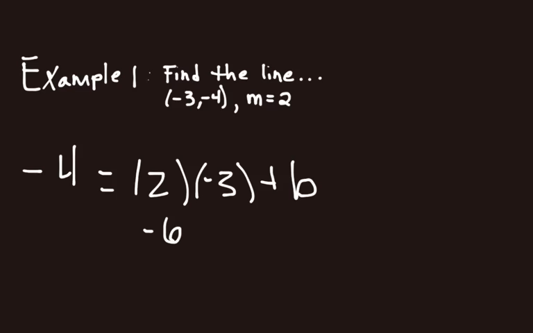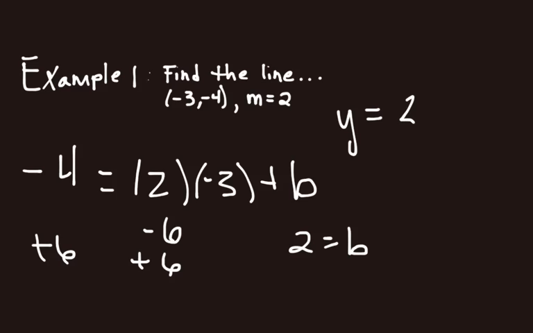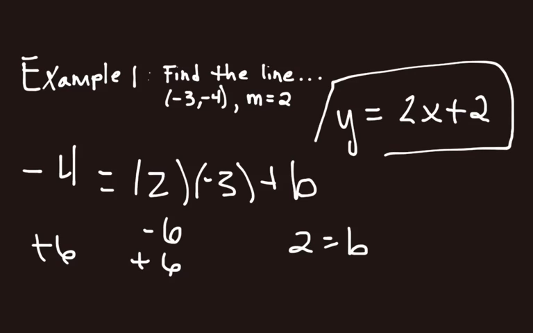So negative 6, and how do we get rid of the 6? We add it to both sides. And so we end up with 2 equal to b. At that point, you're done. This doesn't get much easier than this. So you have y equals 2x plus 2 as a solution. Linear equations.